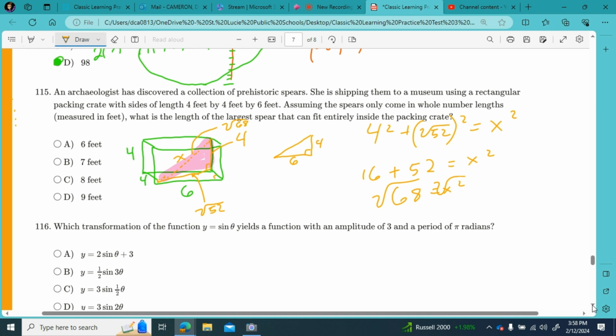I know that 8 squared is 64, so that would fit. And 9 squared is 81, so that would not fit. But C, that would fit because the square root of 68 is going to be less than 8. So that is the length of the largest spear that can fit inside the packing crate.